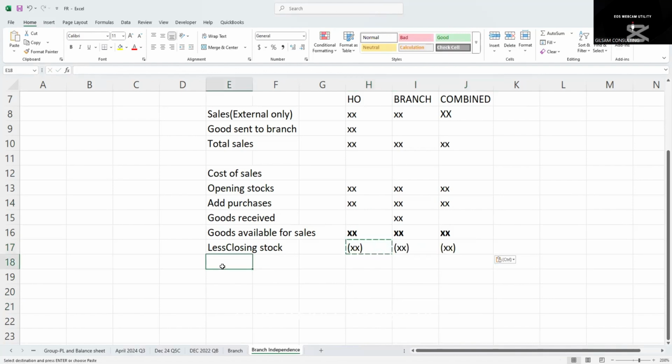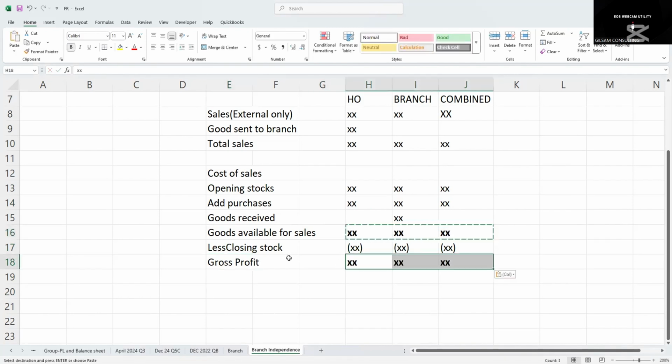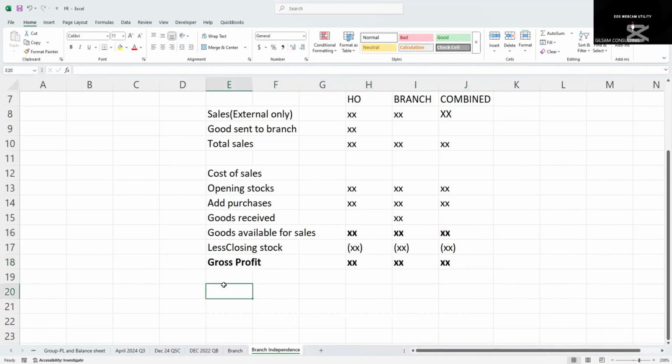Then less expenses. After getting that, it will give us the gross profit. After getting the gross profit, we do adjustments or less expenses. We have a lot of expenses, so we cannot exhaust the expenditure here.